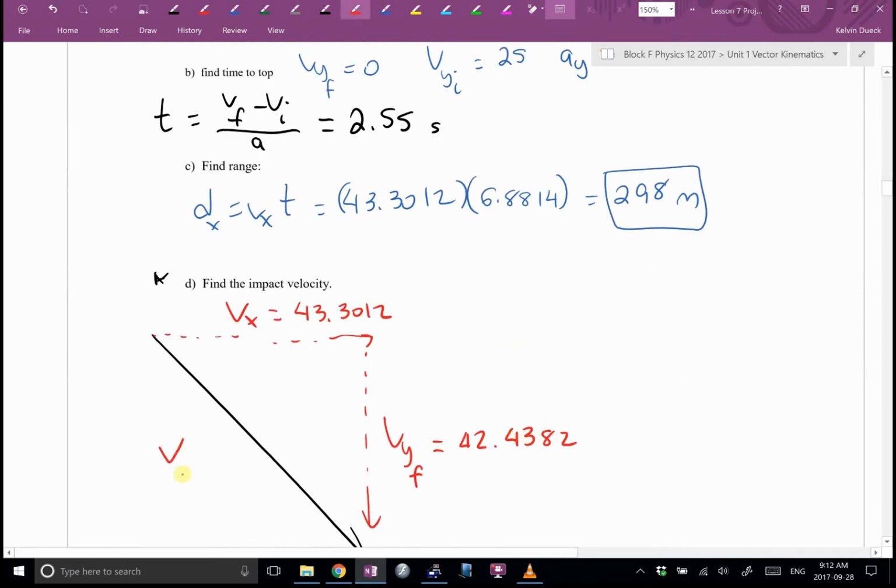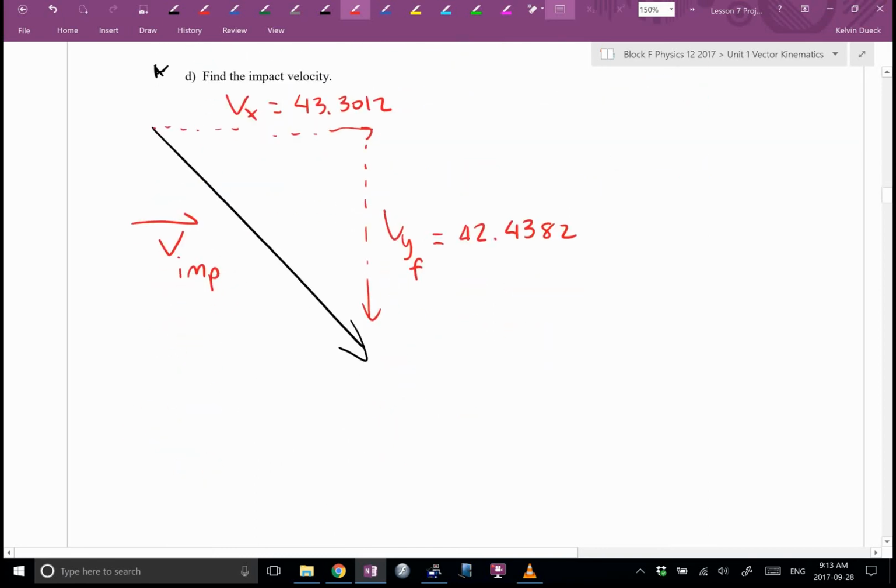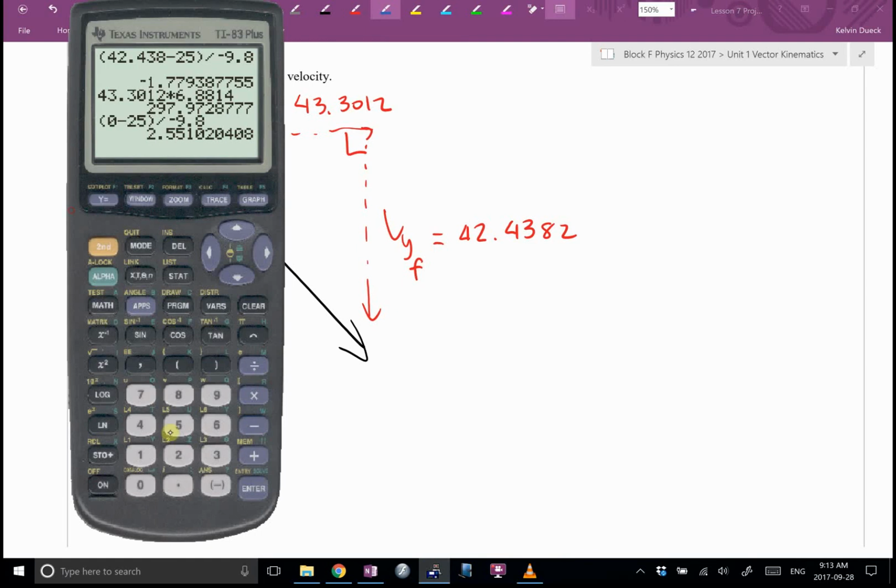And I can now find the impact. How will I find the magnitude? I'm looking for a word that begins with the letter P. Come on, people. It's Math 8. Pythagoras. And then theta always goes where the vector is originating from. So the magnitude of the impact velocity is going to be 43.3012 squared plus 42.4382 squared equals, square root answer button, 60.6.